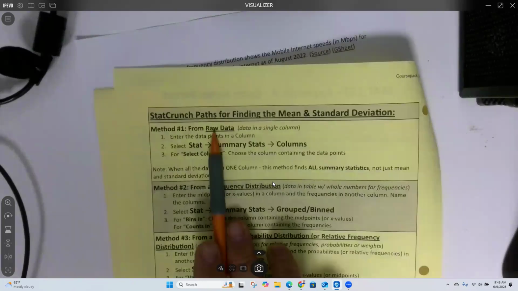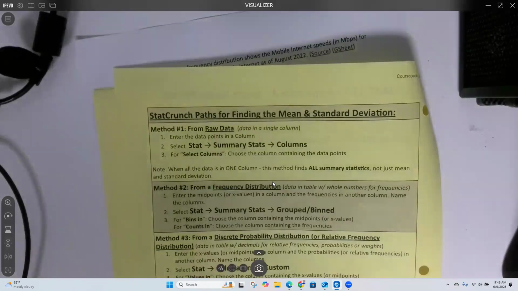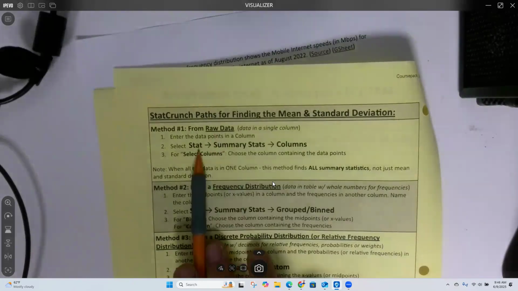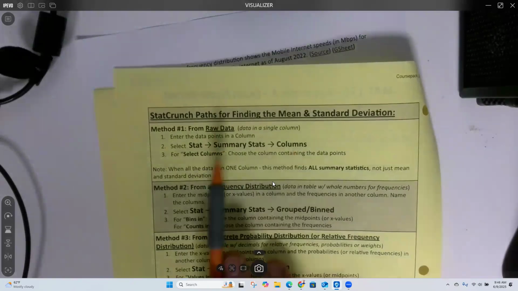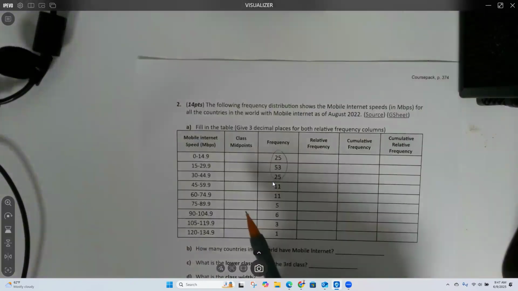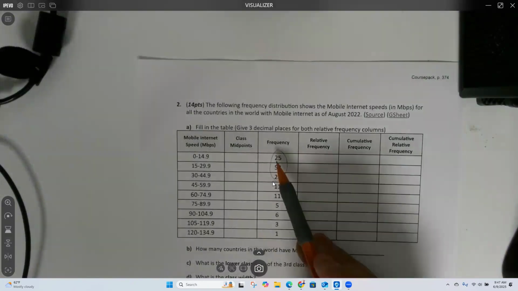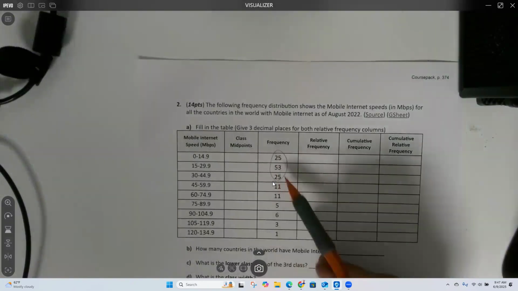If I have the raw data, meaning I just have the actual list of the numbers, then I can use summary stats columns in StatCrunch and find standard deviation. That's not what I have for this one. I have a bunch of frequencies. I can build a histogram with this, right? These are grouped, these are binned.